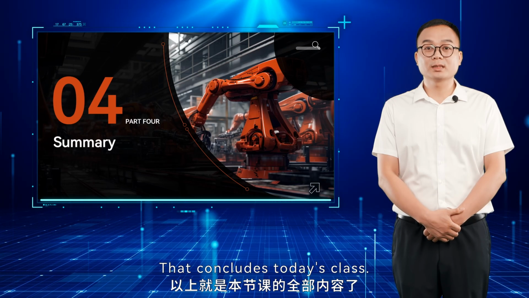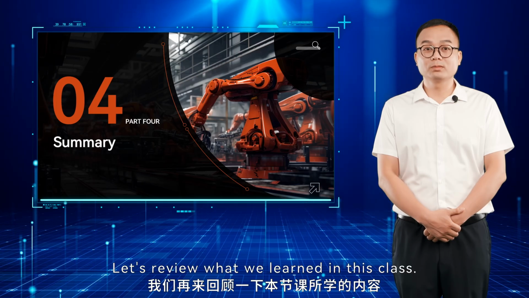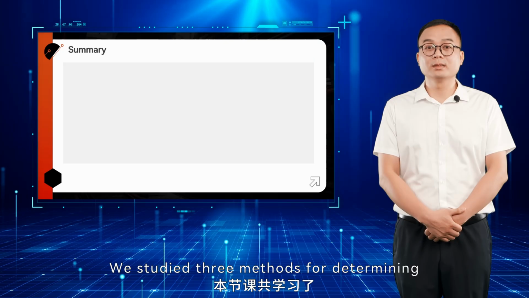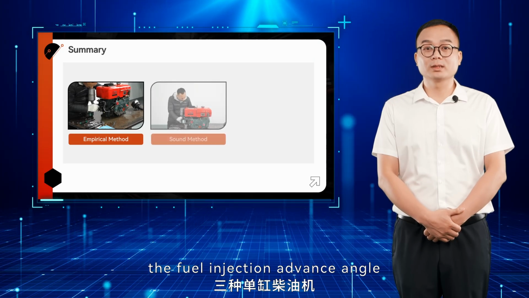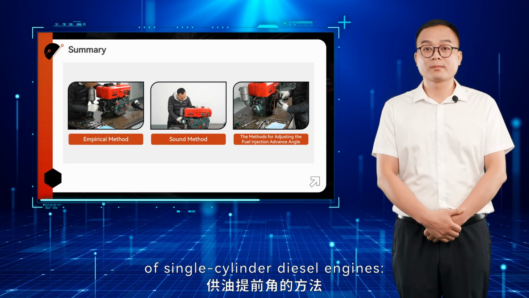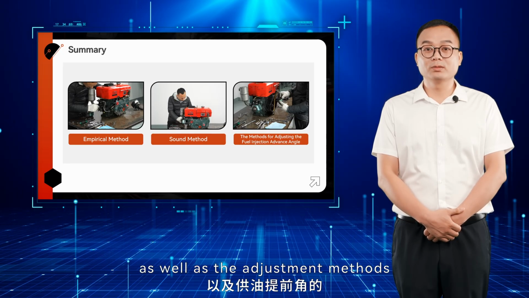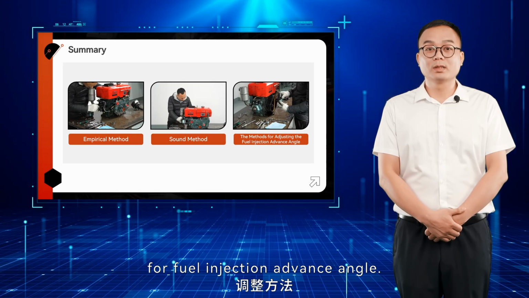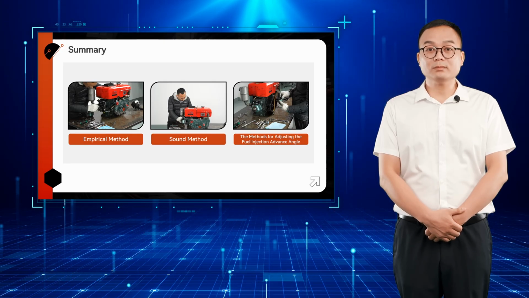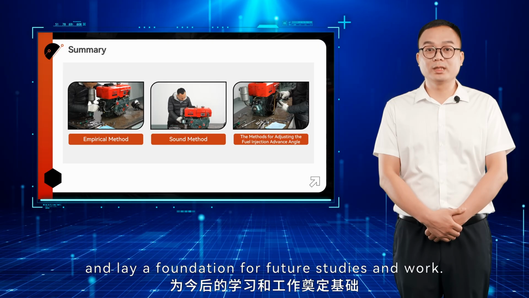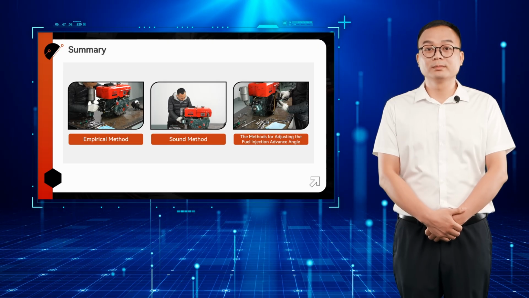That concludes today's class. Let's review what we learned in this class. We studied 3 methods for determining the fuel injection advance angle of single-cylinder diesel engines: formula method, empirical method, and sound method, as well as the adjustment methods for fuel injection advance angle. Please practice more after class to become proficient and lay a foundation for future studies and work.